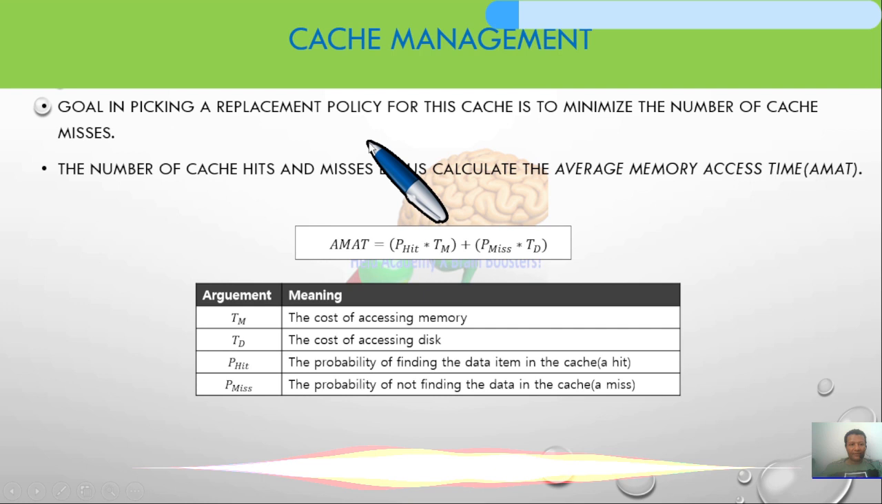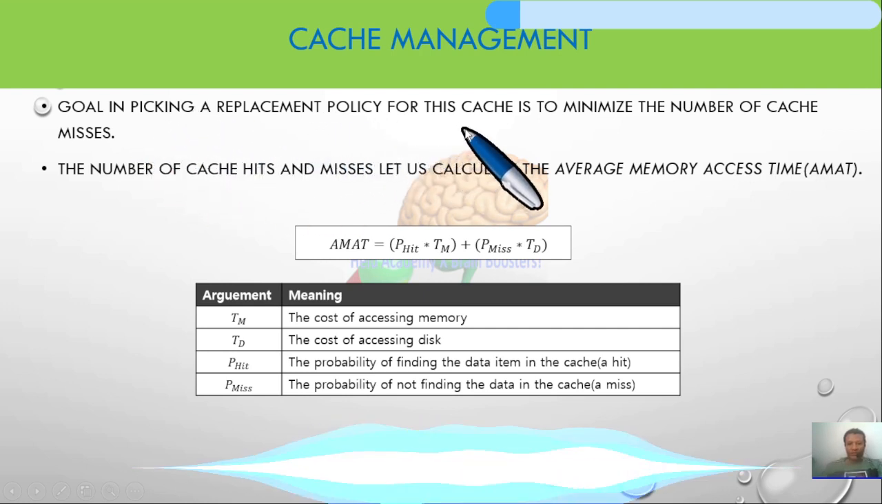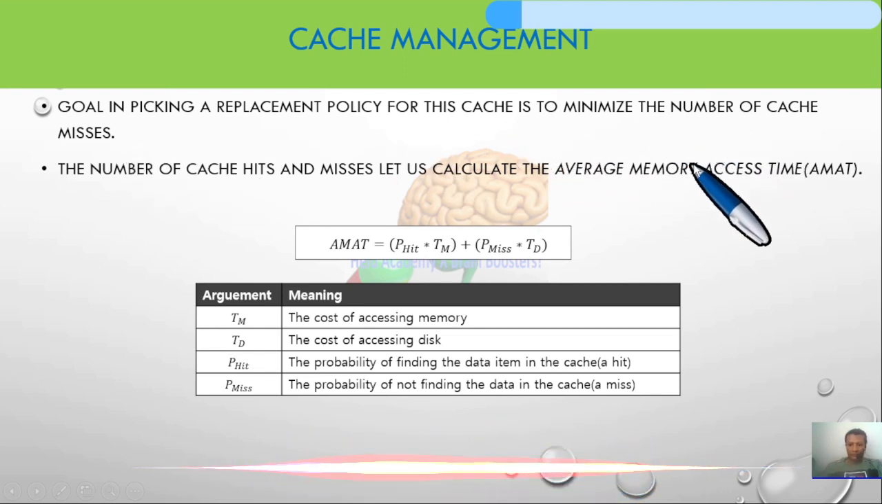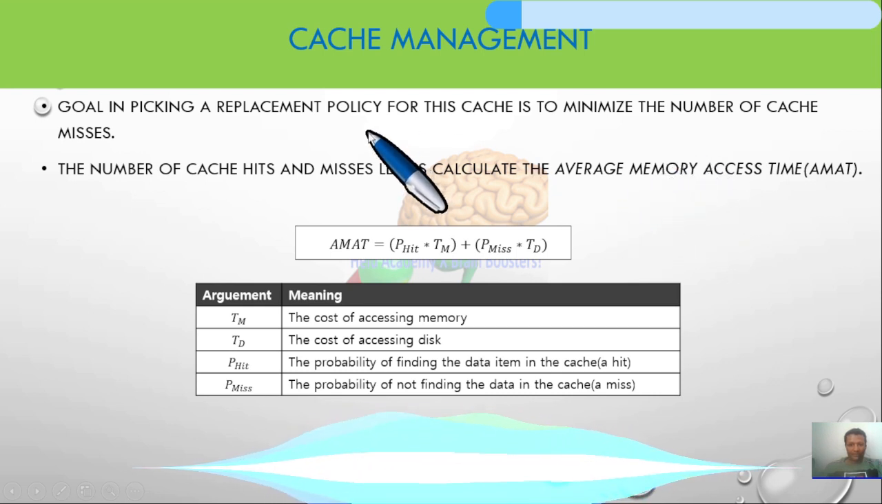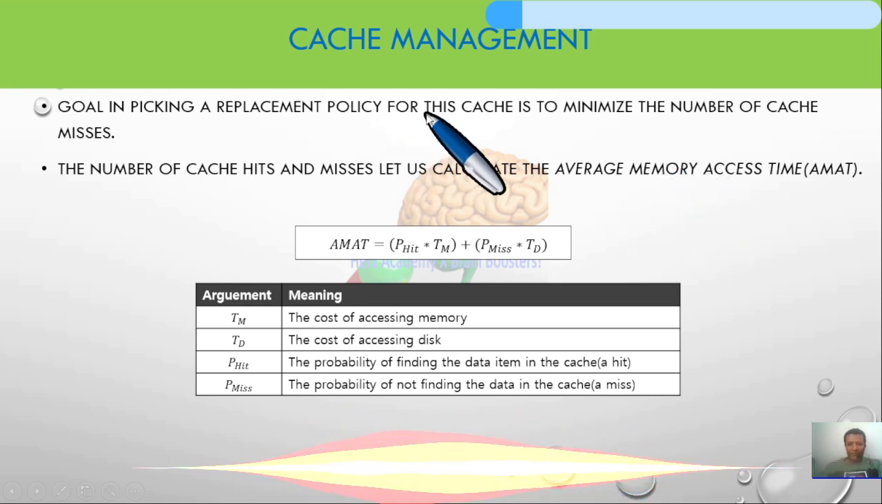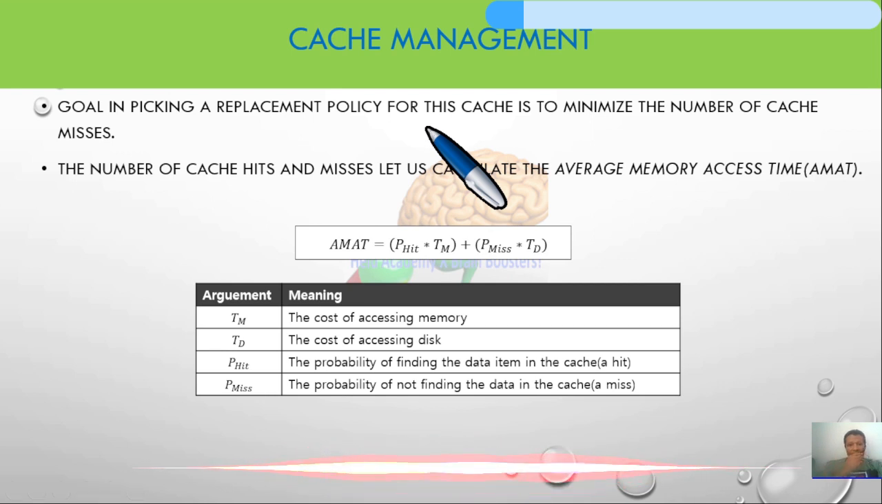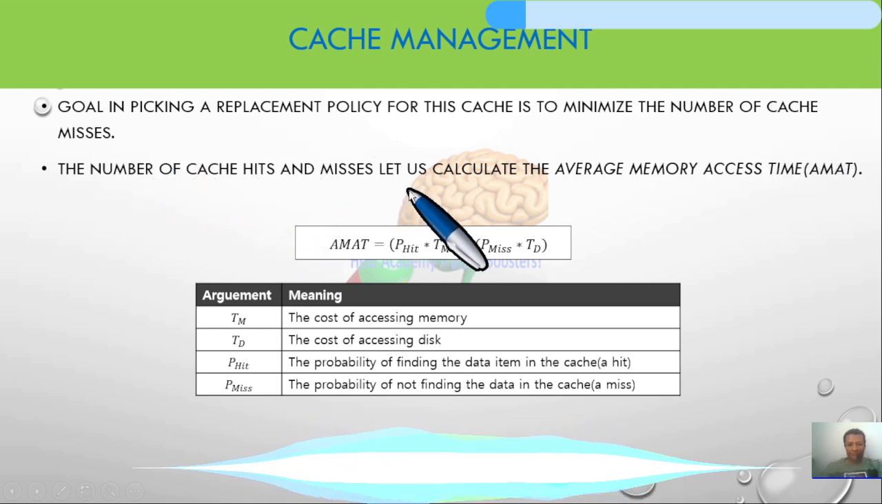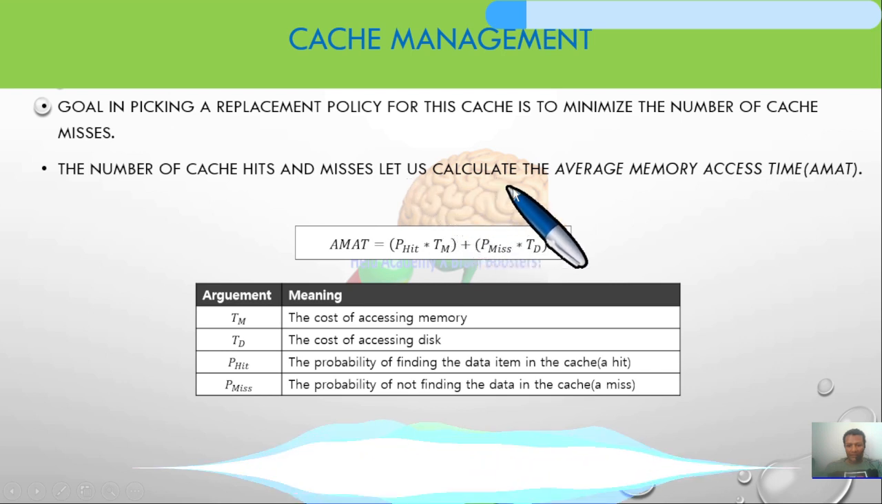Cache management: the goal in picking a replacement policy for this cache is to minimize the number of cache misses. When the processor needs some process in the RAM, in the primary memory, and doesn't find it, we call it a cache miss. Using the number of cache hits and misses, let us calculate the average memory access time.